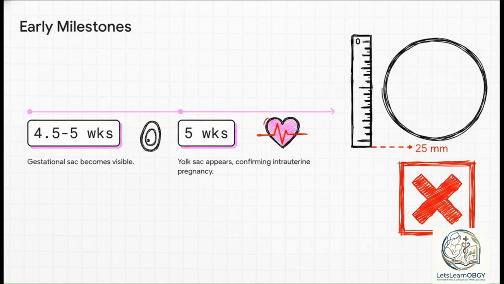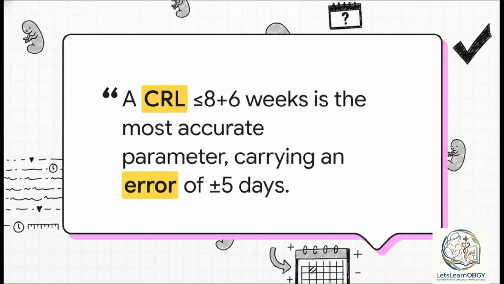But guys, here is an incredibly important diagnostic threshold for your daily practice. To confidently diagnose an early pregnancy loss, you have to rely on strict criteria. If the mean sac diameter reaches 25 millimeters and you still do not see a yolk sac or an embryo, that definitively confirms a pregnancy loss. Once you can actually measure the embryo, which is usually between 6 and 7 weeks, the Crown-Rump Length, or CRL, becomes your absolute best friend. If the CRL is taken at less than or equal to 8 weeks and 6 days, it is quite literally the most accurate biometric parameter we have for pregnancy dating. It carries a tiny margin of error of just plus or minus 5 days.